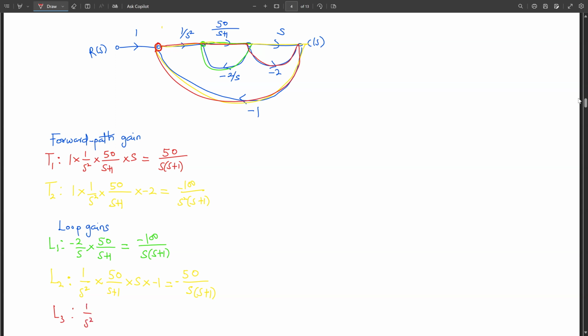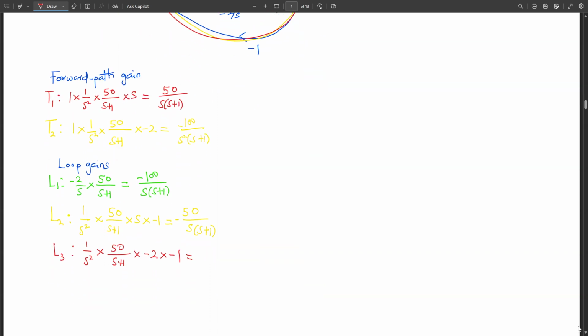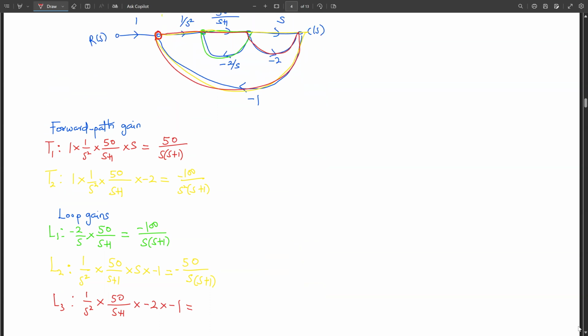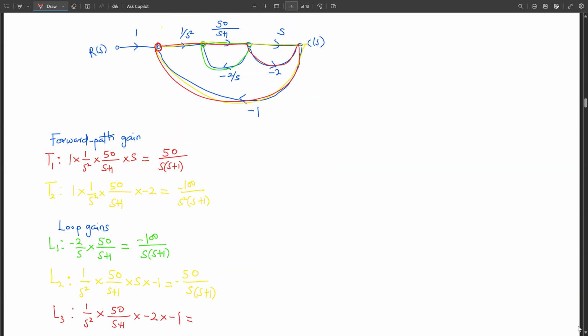So my loop gain for L3 is 1 over s squared times 50 over s plus 1 multiplied by minus 2 multiplied by minus 1. So the loop gain is going to be minus times minus is positive. I get 100 over s squared times s plus 1.